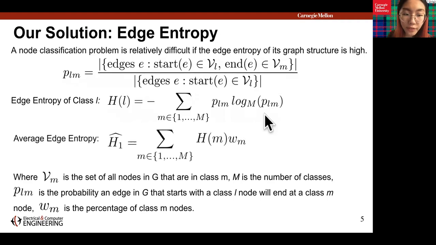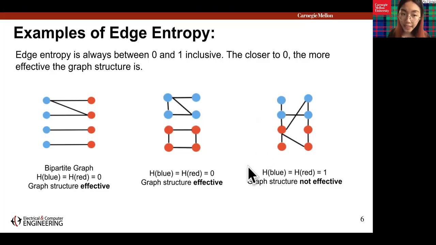And we could also define the average edge entropy to get a graph level idea. So the average edge entropy is a weighted sum of per class edge entropy. Here, Wm is the percentage of class M nodes. Because Wm is between 0 and 1 and Hm is between 0 and 1, our average edge entropy will also be normalized to between 0 and 1. To understand edge entropy a bit better, let's look at some examples.